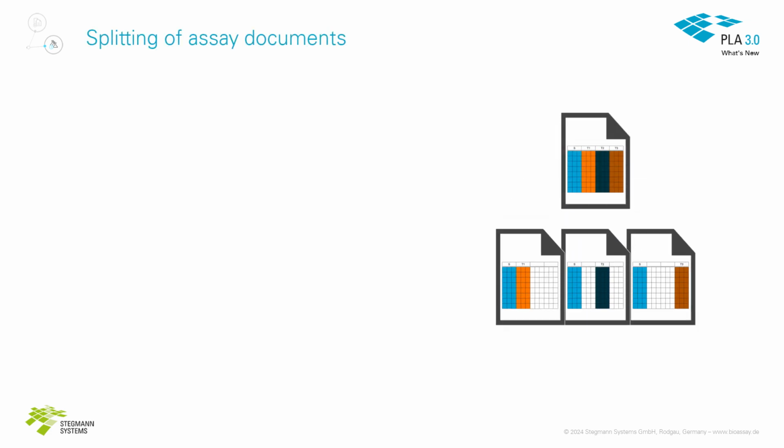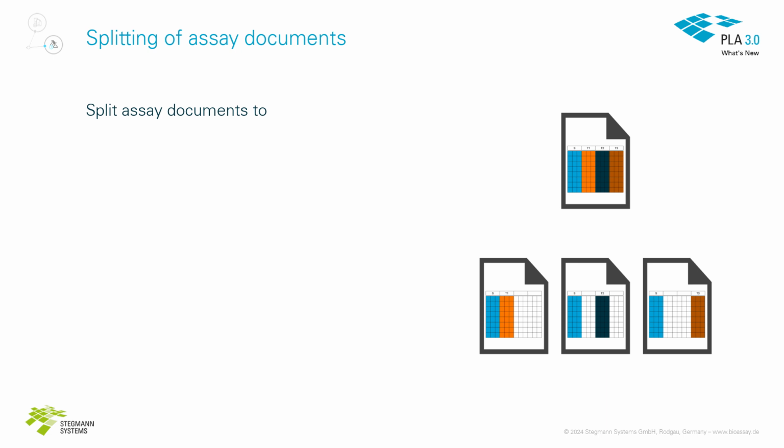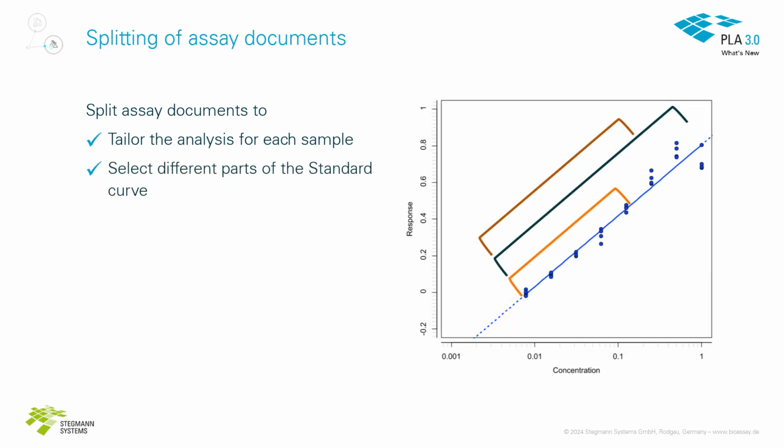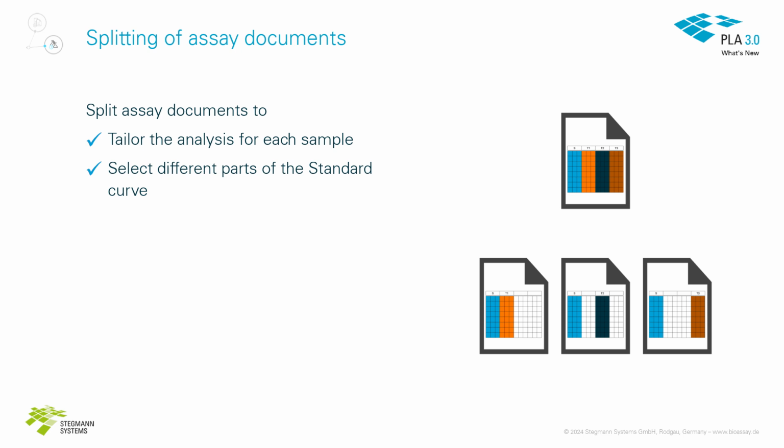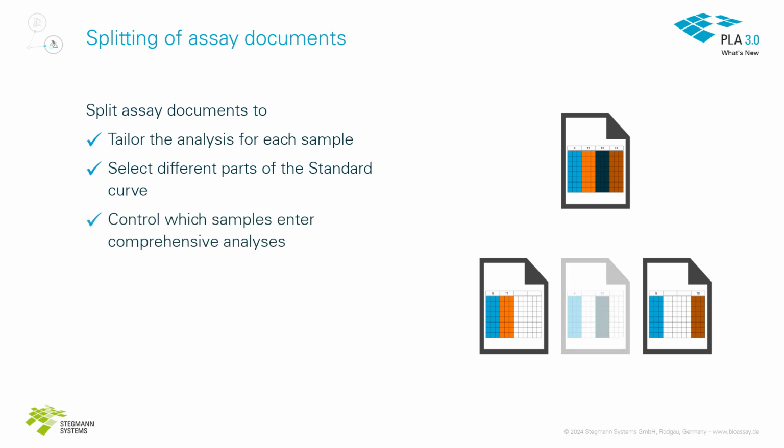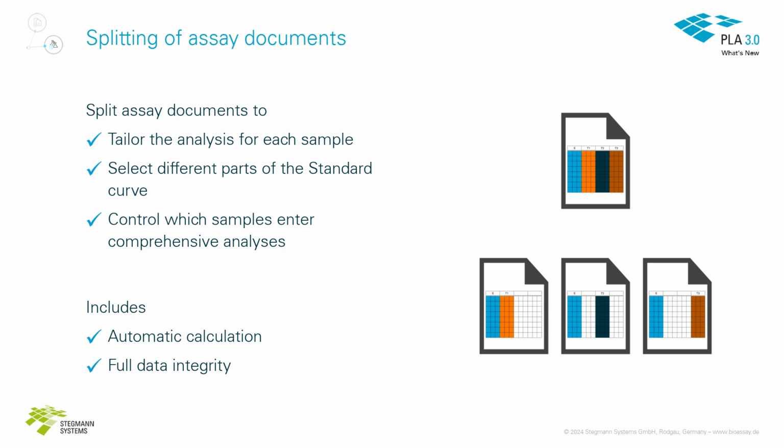Splitting an assay document offers new analytical opportunities to PLA 3.0. It allows you to tailor the analysis specifically for each independent sample on a plate. For example, select the part of the standard curve, which fits best to each test sample. In addition, you now can more conveniently check which samples enter a comprehensive analysis. Of course, PLA 3.0 directly calculates the split assays, and ensures data integrity for the entire process.